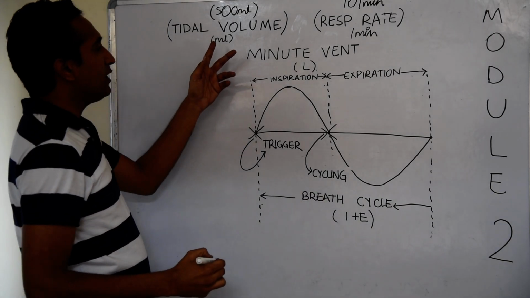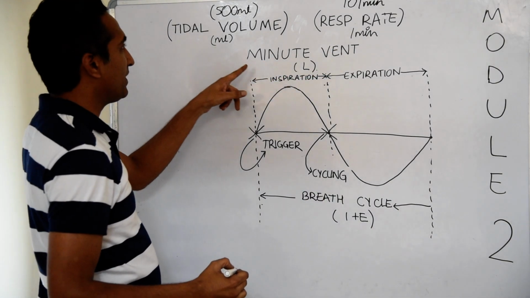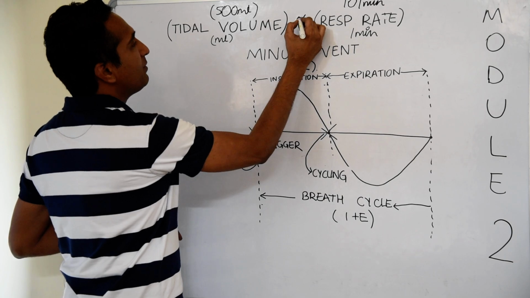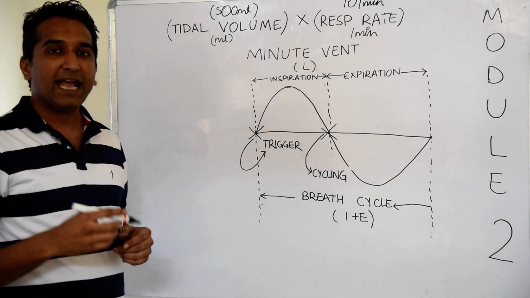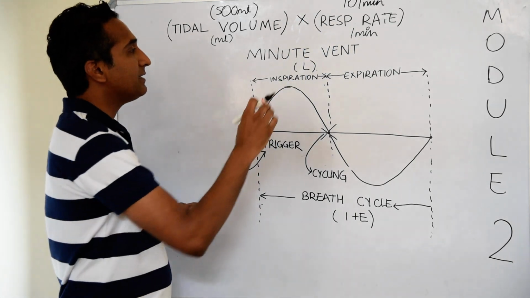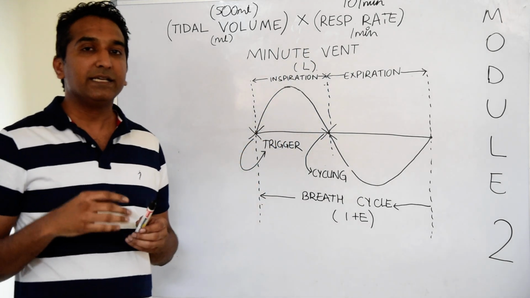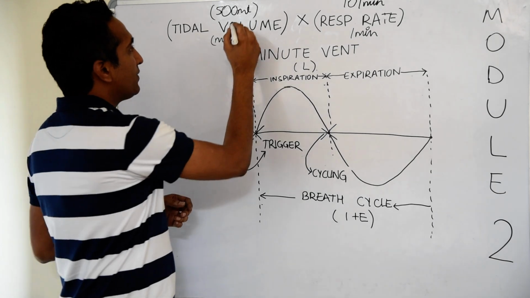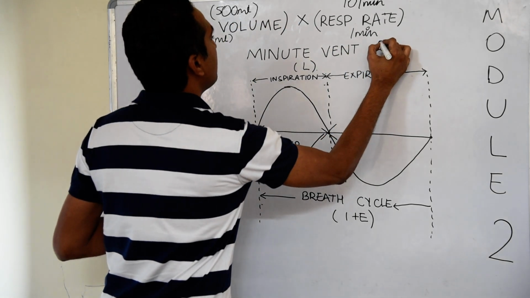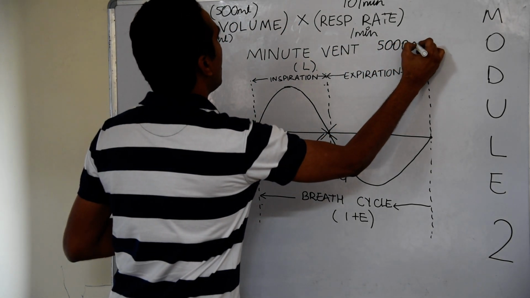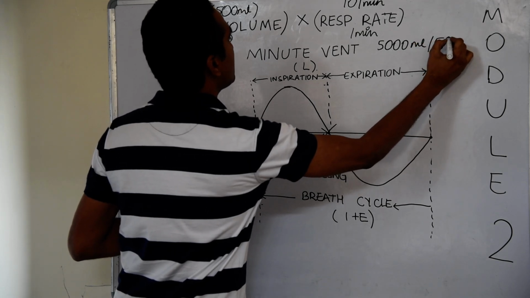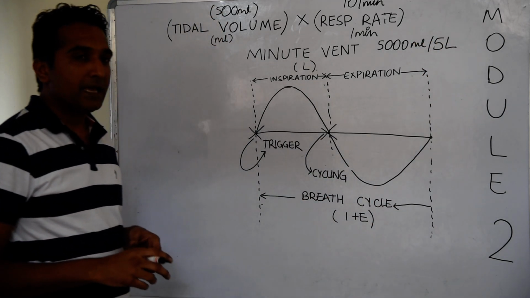So the amount of volume which is delivered each minute would be the tidal volume multiplied by the respiratory rate, and this is known as the minute ventilation. This is generally described in terms of liters per minute. So from this example, it would be 5000 ml or 5 liters per minute.